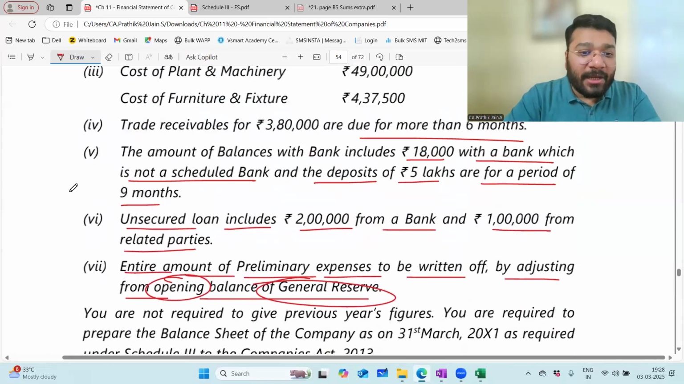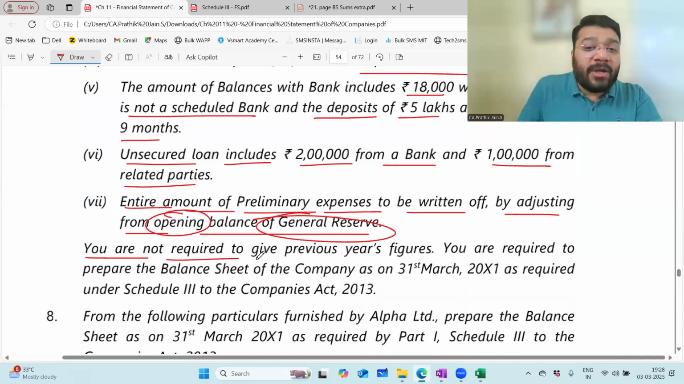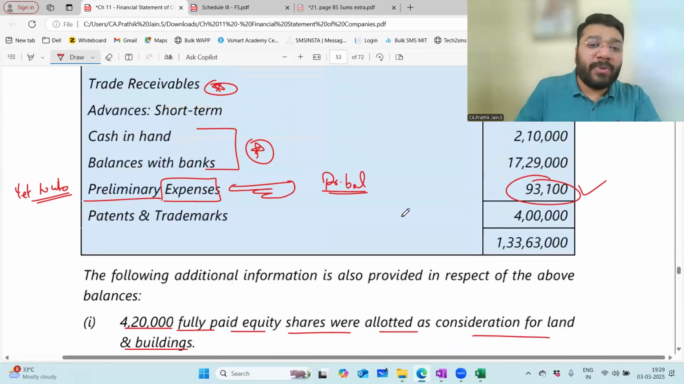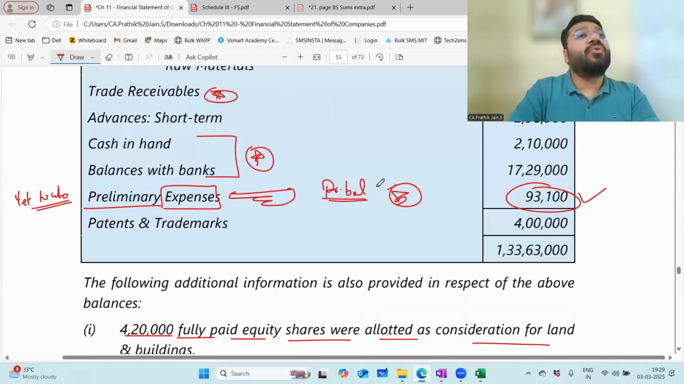So all the adjustments taken care of? Okay. You are not required to give the previous year figure. You are required to prepare the balance sheet of the company as on 31st March 2001 as required under Schedule 3 of Companies Act 2013. Super. So I'm putting one star mark here. Are we good to classify now?